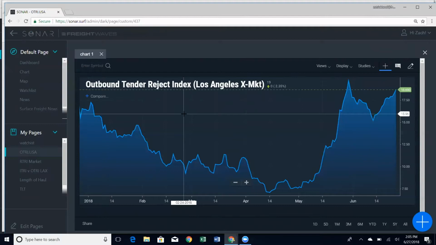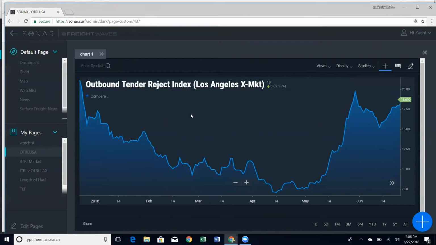So what we're going to do today is really undress it, make sure everybody's comfortable with what it means, what it can do, and the various types of it. We're going to talk about outbound and inbound and how they relate, and also break apart some of the different organizational levels of it, as we talk about equipment type and length of haul. So I'm going to start off with the outbound tender rejection index.